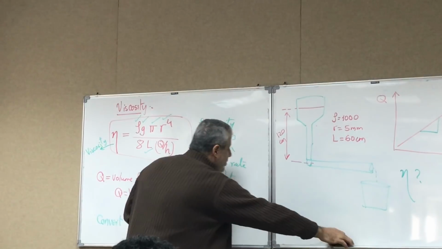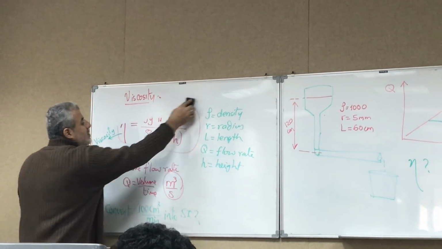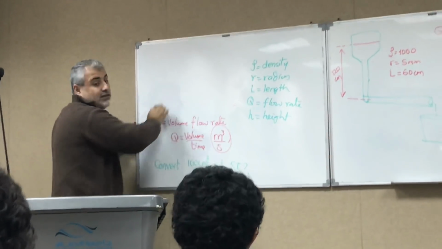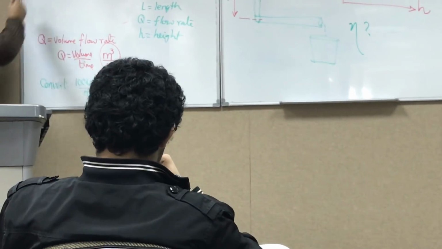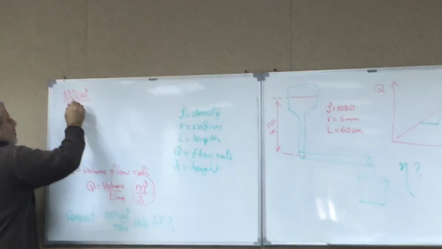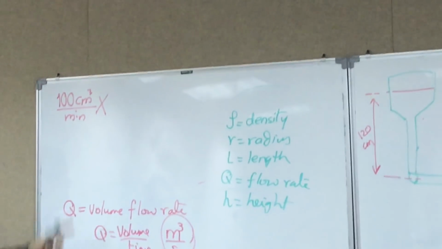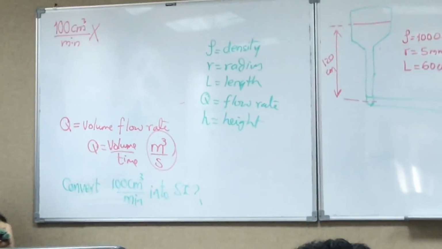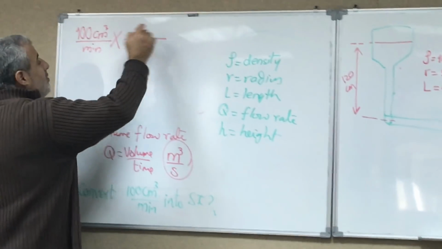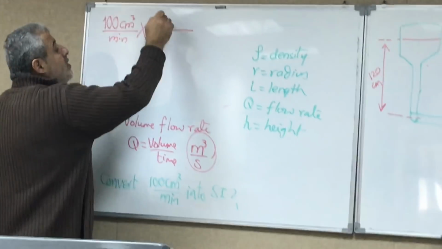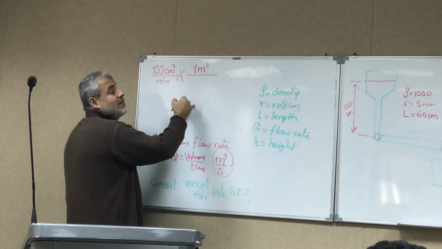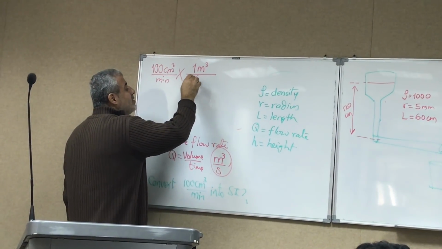Now, if you want to do this, simply, you don't need the formula anymore. This is called compound units. We just write it: 100 centimeter cube per minute times... You remember this way, we cancel the numerator and denominator. For example, we want to cancel centimeter cube. We say 1 meter cube is how many centimeter cube? 100 to the power of 3, so it is 1 million.